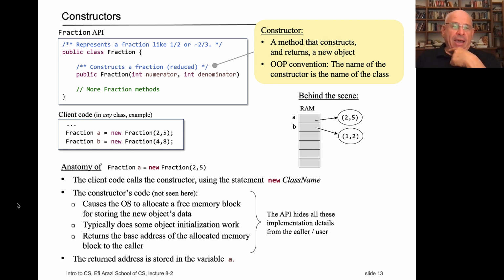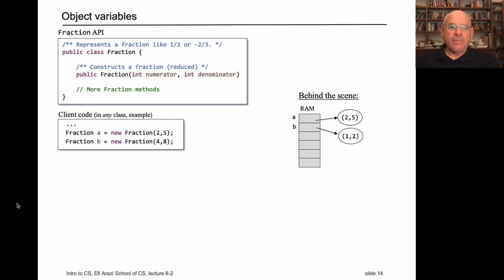Now, the API, thanks to Alice, hides all these implementation details from the caller. We sometimes call the caller the user of the fraction class, right? The user doesn't care about the operating system. The user doesn't care about how the initialization actually works. The user just wants to know that he or she can say, give me a new fraction, bye. That's the beauty of an API. You can use it without worrying about implementation details.